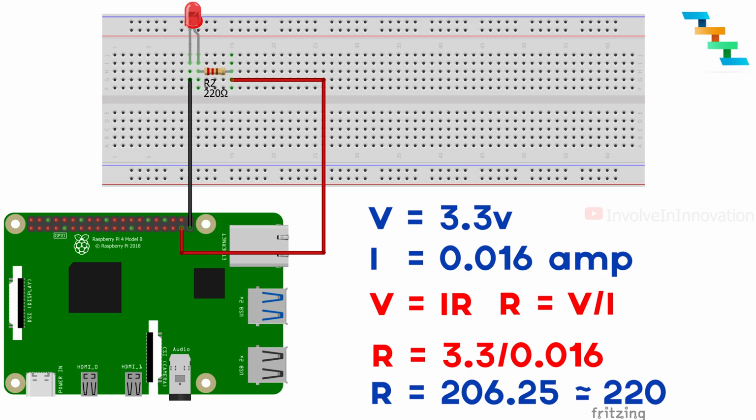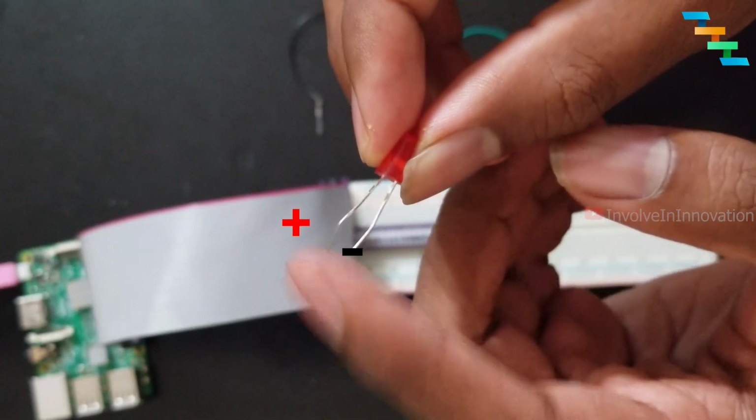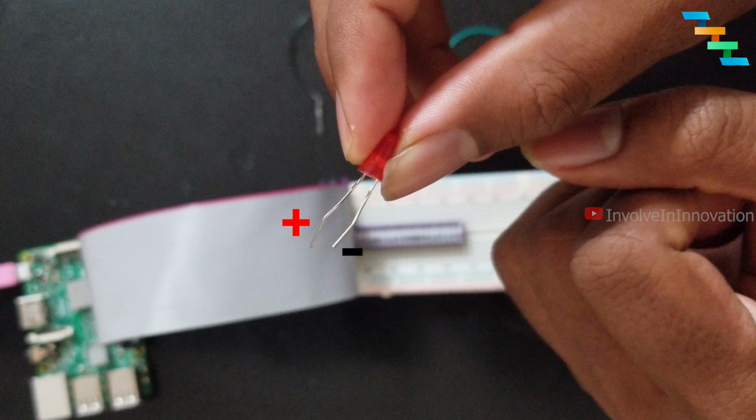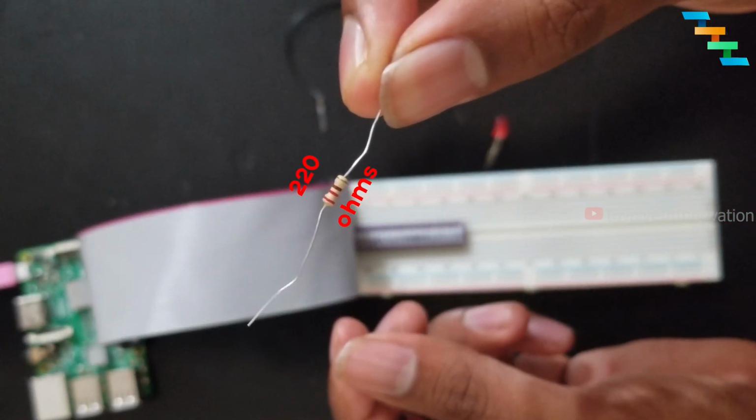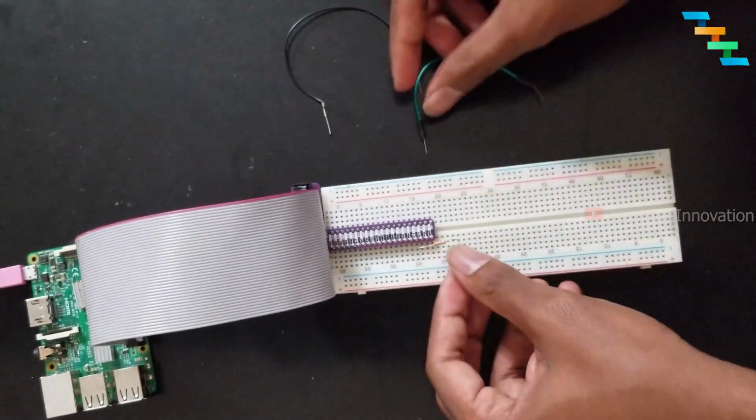Regarding wiring, we need to connect the resistor to the positive terminal of the LED and connect it to the GPIO pin. Here, I am connecting to GPIO pin 26. The long terminal in the LED is the positive or anode and the short terminal is negative or cathode. Connect the LED as seen in the wiring diagram. Connect the negative or cathode to the ground.